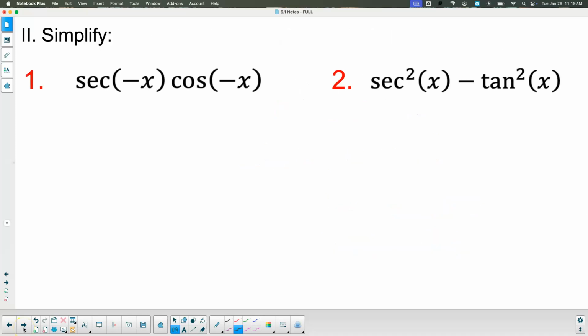Okay. So let's simplify. That's what we're going to be doing. We're going to be simplifying first here in section 5.1, and then in section 5.2 next week, we're going to be proving trig identities. We're also going to be solving a little bit later on this week too.